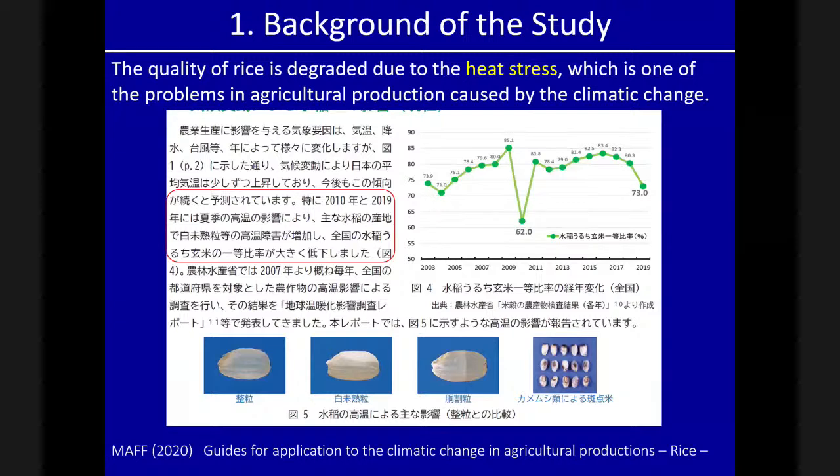As I'm showing here, sorry, this is written in Japanese. In a hot summer year, the taste or quality of rice degrades under the very hot summer. Here I show 2010 and 2019. It was actually quite a hot summer. In such hot conditions in the summer season, Japanese rice quality degraded.